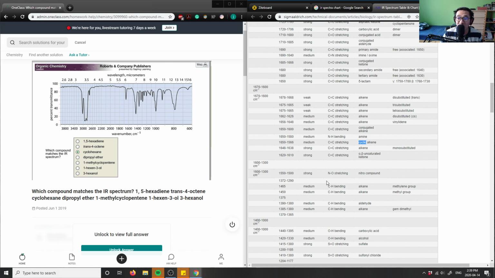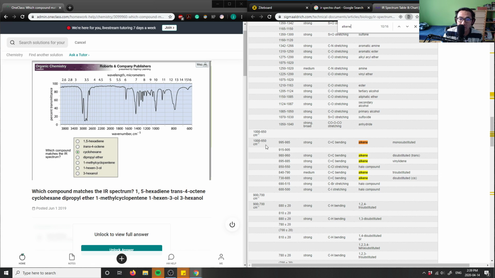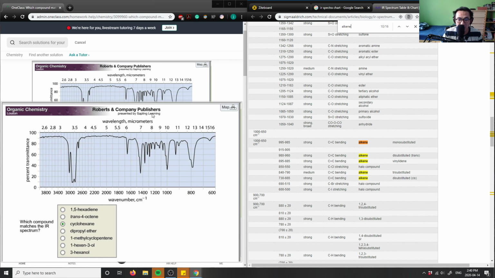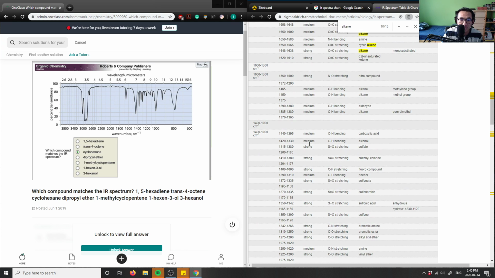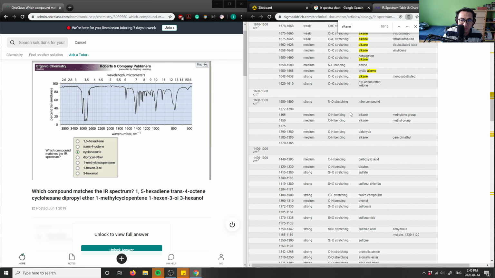straight chain alkene. So let me just control-find alkene again. Here alkene has a strong bend at 1,000, between 995 and 985. There is some type of thing here. So at 1,000, there's a little dip here, which is great. And then what else do I have here? I have one that's about 1,500 and 1,400. So let me scroll up and see what that would look like. It would look something like this. You would probably get the alkane groups here.